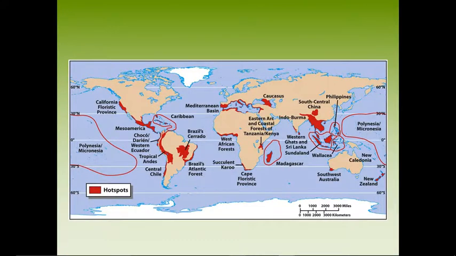This map shows the hotspots where most of the declining biodiversity is occurring. As you can see in South America, the biggest issue is where the tropical rainforests are, such as, like I said before, the Amazon rainforests.